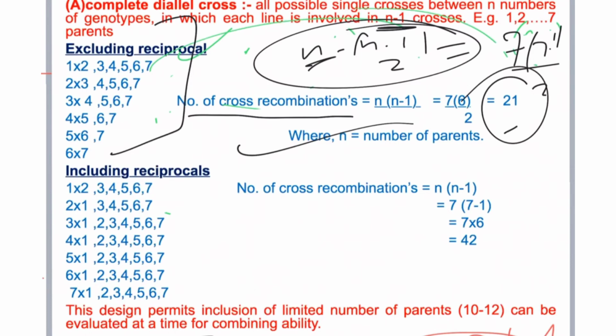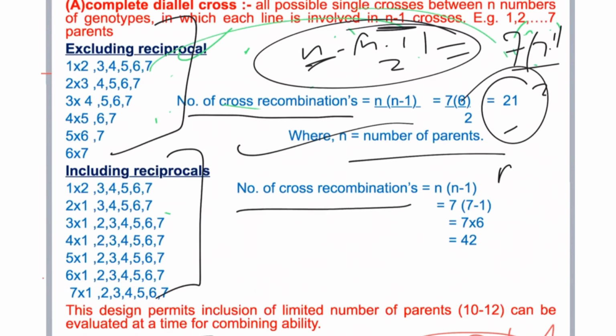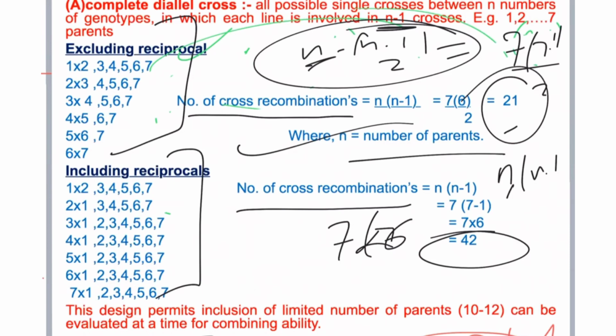So n is the number of inbred lines or number of parents. Now if the analysis includes the reciprocals, then the number of cross combinations is n(n minus 1). n is the number of parents or inbred lines, here 7: 7 times 6 is 42. See, this is the reason why we use excluding reciprocals.